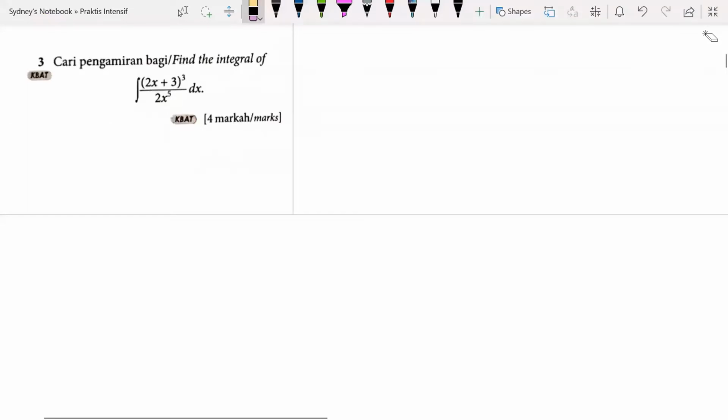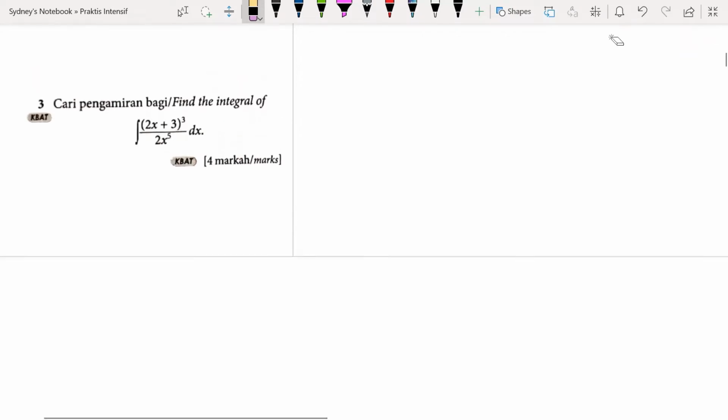Hi everyone, this is Praktis Sumatif, paper 1, question number 3. So in this question, we need to find the integral of the expression given.